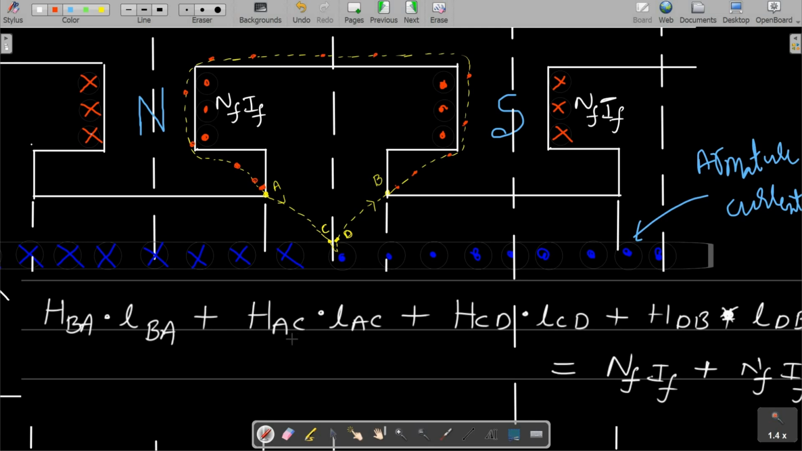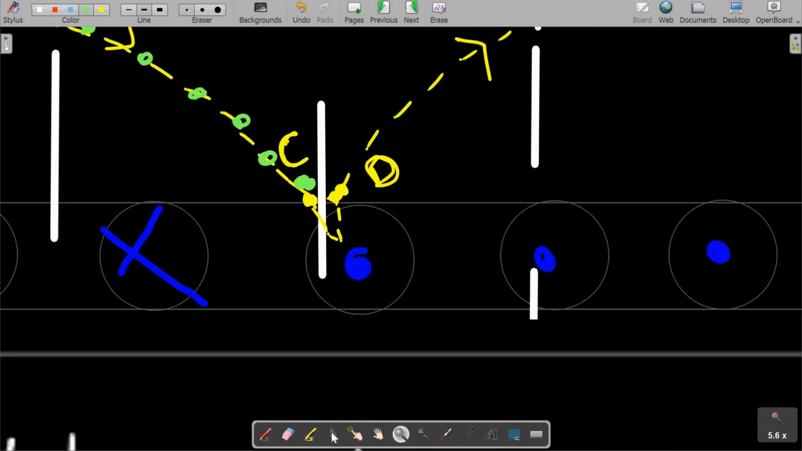Now similarly, this HAC is also the magnetic field intensity everywhere on this line, up to AC. And LAC is nothing but the length of this path AC. And then HCD. For HCD, this path is there now.